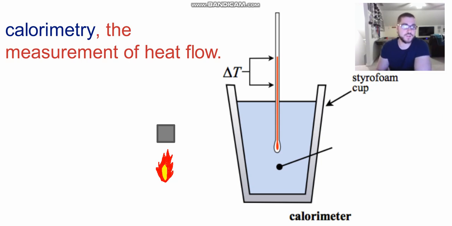Okay, so today we're going to talk a little bit about calorimetry. And you can see the definition here on the screen. Calorimetry is the measure of heat flow. And we'll be looking at a pretty simple example of this. So we're going to be doing something called coffee cup calorimetry.